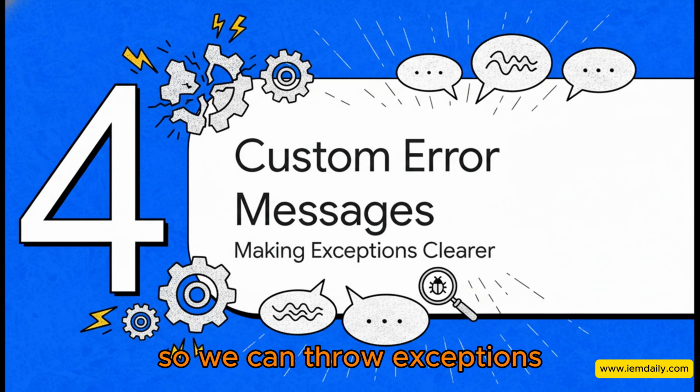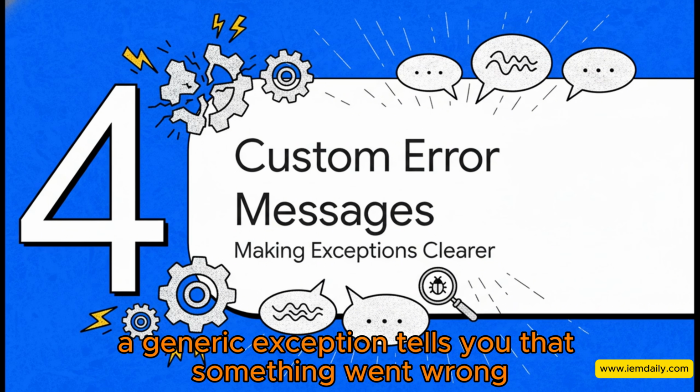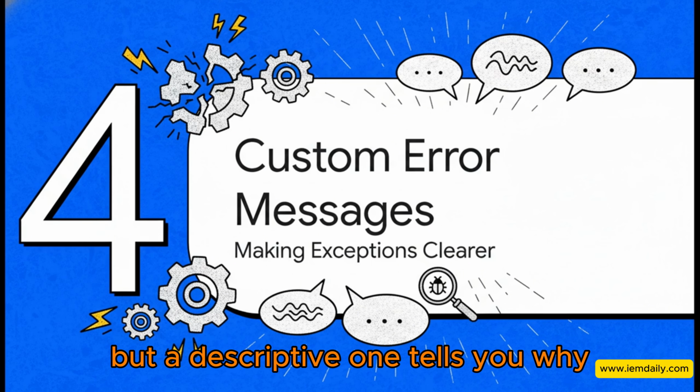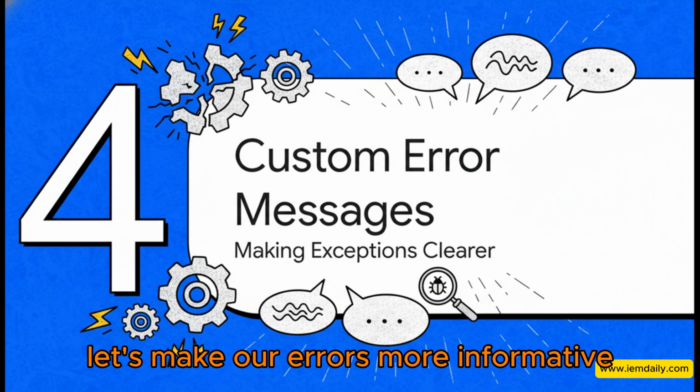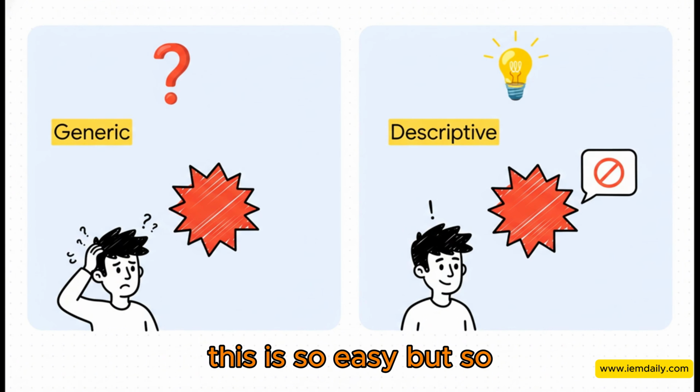Okay, so we can throw exceptions. That's cool, but we can do better. A generic exception tells you that something went wrong, but a descriptive one tells you why. Let's make our errors more informative. This is so easy but so powerful.